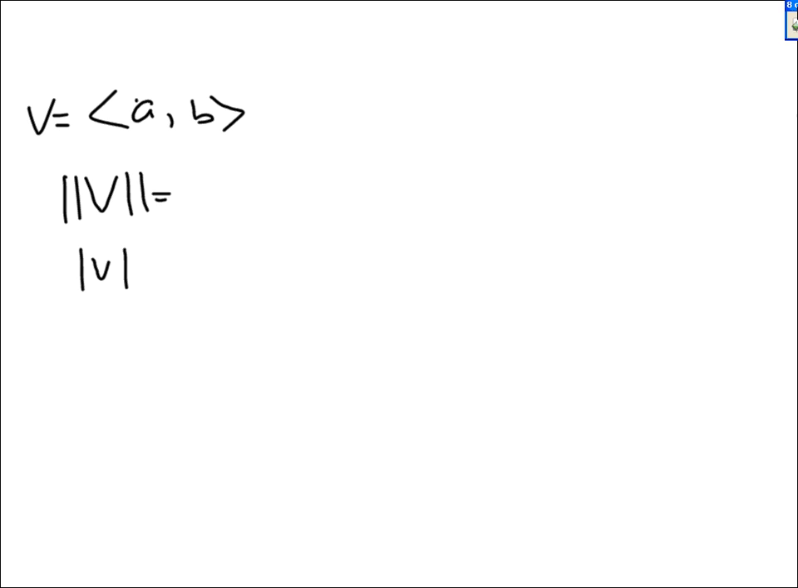The magnitude of V. If V is AB, then the magnitude of V is denoted like this. Sometimes I'll just put one bar around there. In either case, it means magnitude. Well, you square the first component, you square the second component, you put a plus sign in between them, and you take the square root. That's the definition of magnitude. It's the length of the vector.